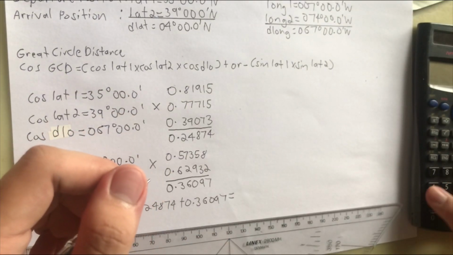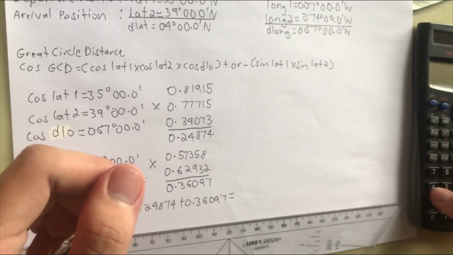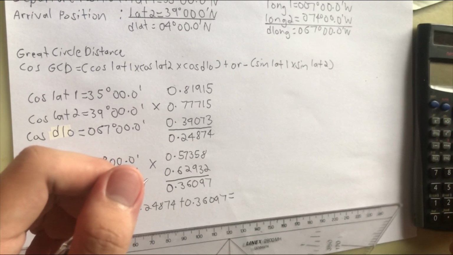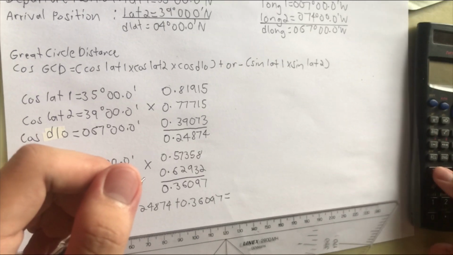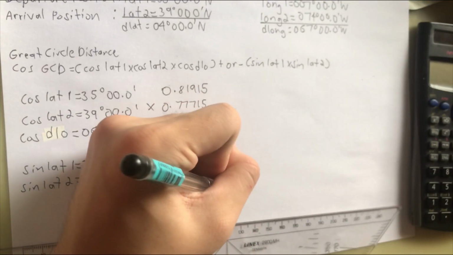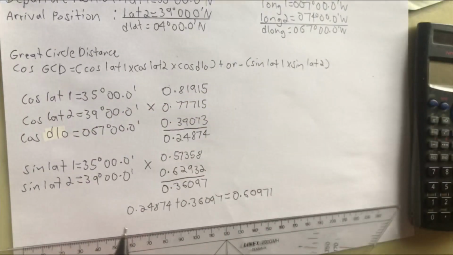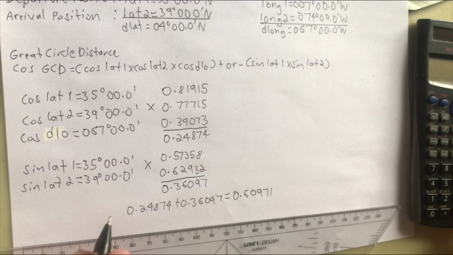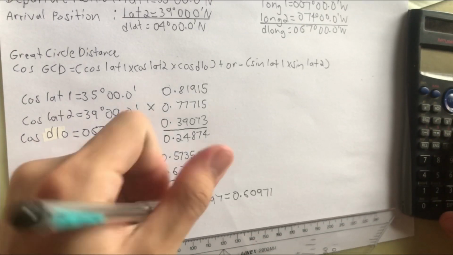The next is we will add 0.24874 to 0.36097. We use addition because we are not crossing the equator. Because latitude 1 and latitude 2 have the same name, north, we will add 0.24874 plus 0.36097 and the answer is 0.60971. We are not done yet because we will compute in the calculator.